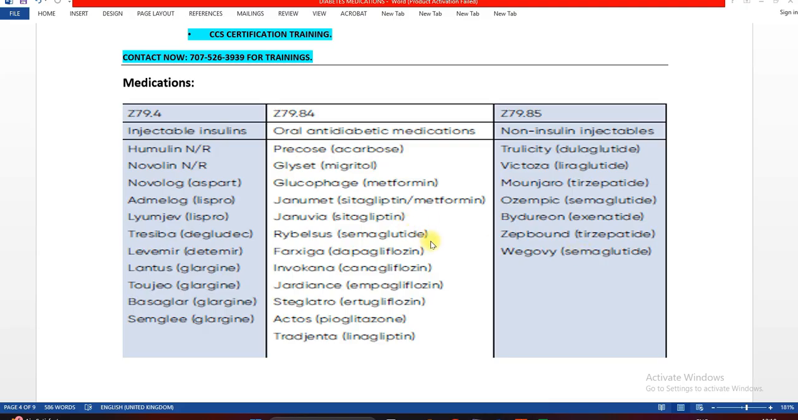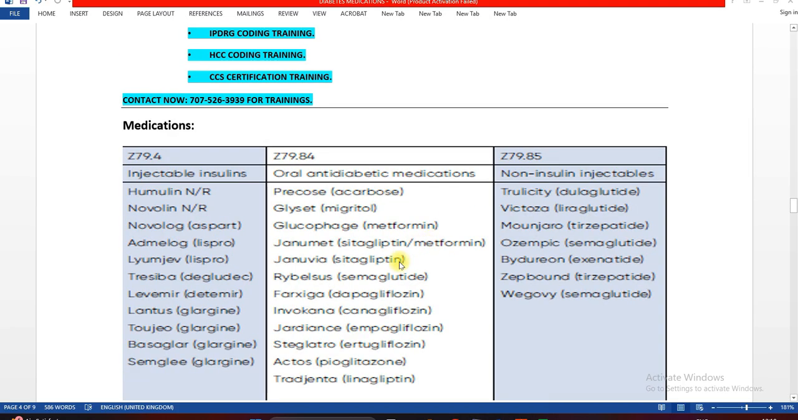Whenever you code live chat, you need to check what the medication name is. For example, in the documentation, if you see Lantus, you need to understand directly that the physician is mentioning injectable insulin. For example, if you see metformin, you should instantly know that the patient is taking oral anti-diabetic medications, where we will use Z79.84.